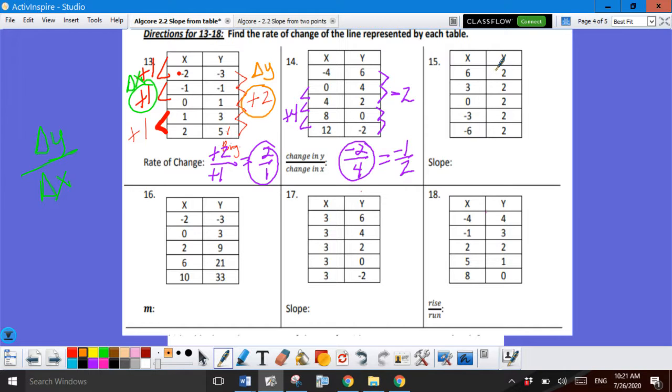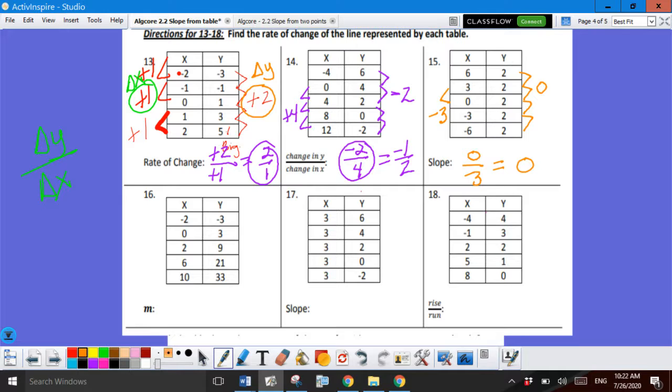All right, let's keep going. What's going on here? How do I go from 2 to 2 and 2 to 2? That's a 0. It's not changing. How do I go from 6 to 3, 3 to 0, 0 to -3, -6? That's getting smaller. So this is -3. So my slope would be 0 over -3. Well, what does that mean? What is 0 divided by anything? It's 0. 0 divided by anything is 0.